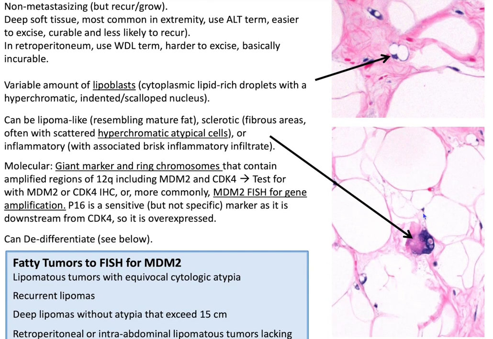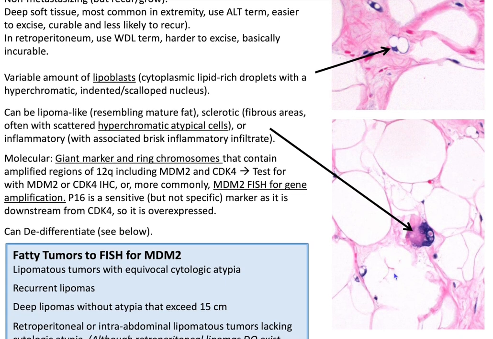Histologically, they'll have variable amounts of lipoblasts, which are cytoplasmic, lipid-rich droplets with a hyperchromatic scalloped nucleus, as you can see here. There are subtypes of atypical lipomatous tumor / well-differentiated liposarcoma. It can be lipoma-like, resembling mature fat. It can be sclerotic. You'll have fibrous areas with scattered hyperchromatic atypical cells, as you can see here, or inflammatory with a brisk inflammatory infiltrate.